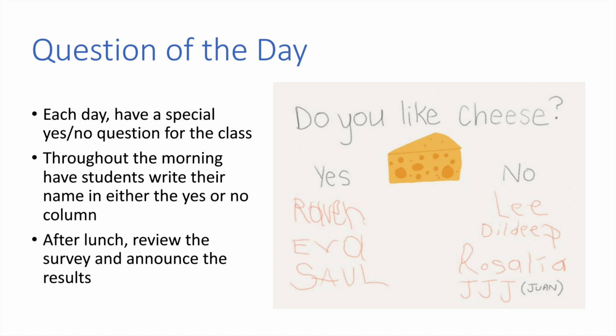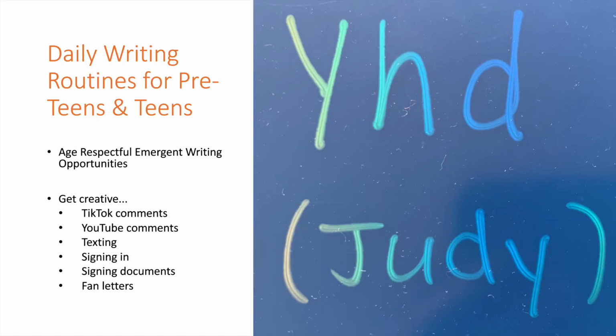Another easy thing to do in early elementary that we can even kind of embed in a math lesson is the question of the day. Just having a special question where students can vote by writing their name in a column underneath the yes or the no. And then you can review it as a group and count up the survey and announce the results to the class. Now, what about our preteens and our teens?